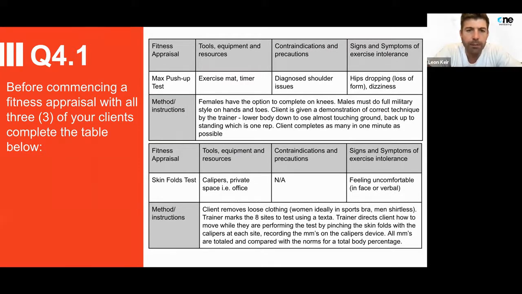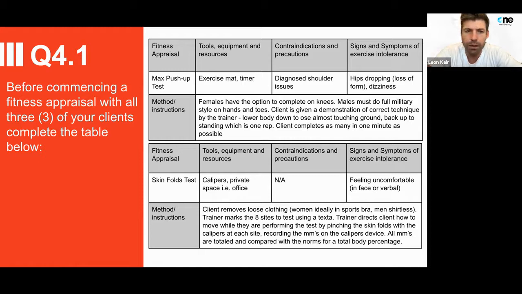The next one's going to be a max push-up test. So again, another fundamental exercise, push-ups. We do push-ups all the time in our training, but just in everyday life, we need to have good upper body strength to be able to perform everyday movement. So that's why a push-up test is really good. Again, you don't need a lot of equipment to do it. It's a really easy test to do that you can easily do one day and then a month later do it again and show your client how much they've improved with their upper body strength.